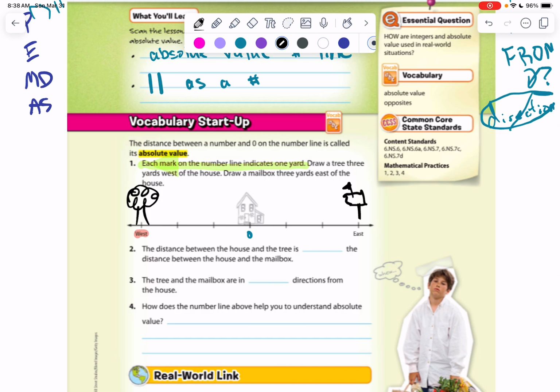You know, I don't know if you guys have mailboxes where you live. They're becoming less and less common, but when you put the flag up, it tells the mail carrier that you have mail that he needs to pick up.